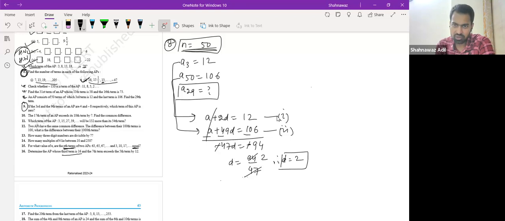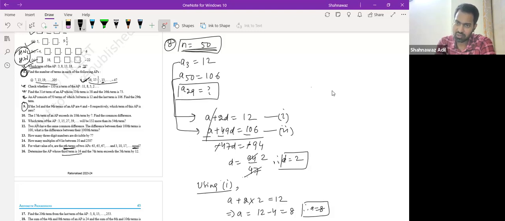And we can use the first equation or the second one. The first one would be easy, right? We have small numbers. This one has a bigger number. So using the first equation, we have A plus 2 into 2 is 12. So A is 12 minus 4, which is 8. So A is 8.